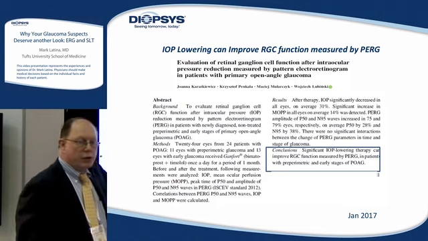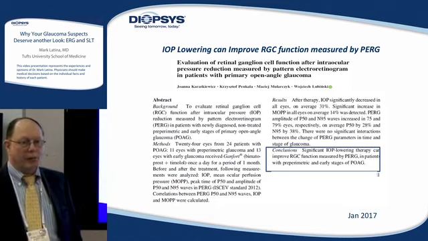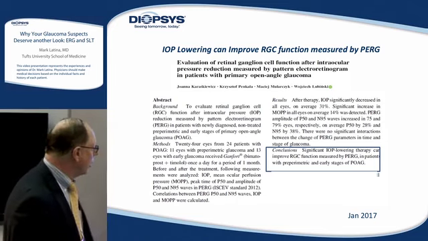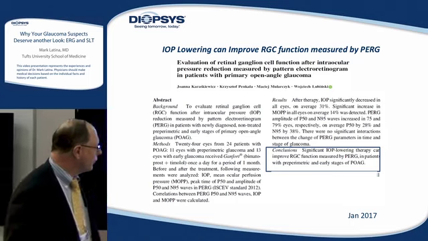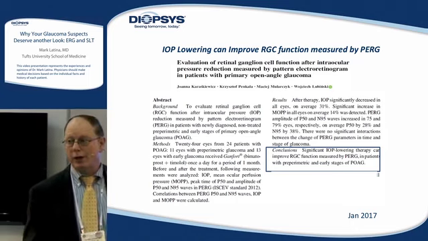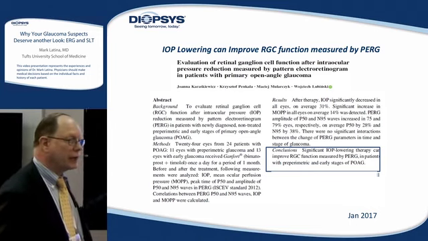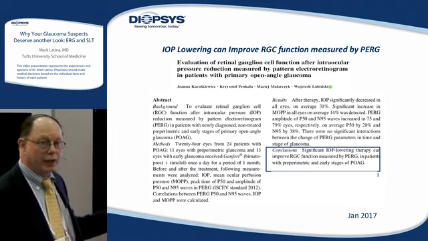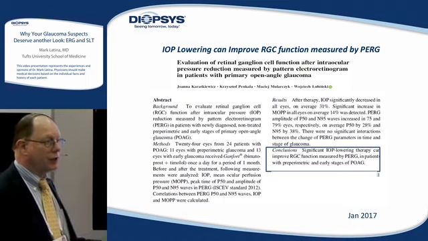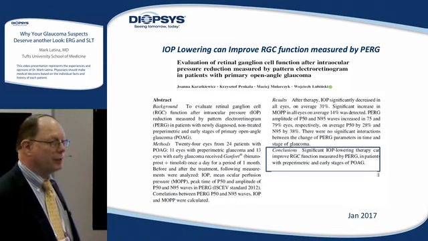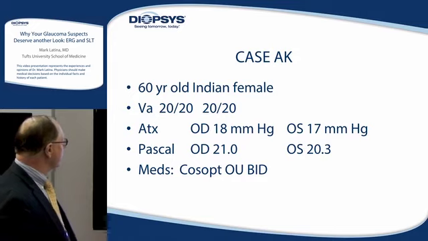If they dropped the pressure by 31%, they got a significant improvement in the pattern electroretinogram. So significant IOP lowering can improve the retinal ganglion cell function as measured by pattern electroretinogram. I think that's a very good study showing that if we can get these patients early and treat them, we can see improvements in their electrical activity and hopefully maintain the viability of these cells long term.